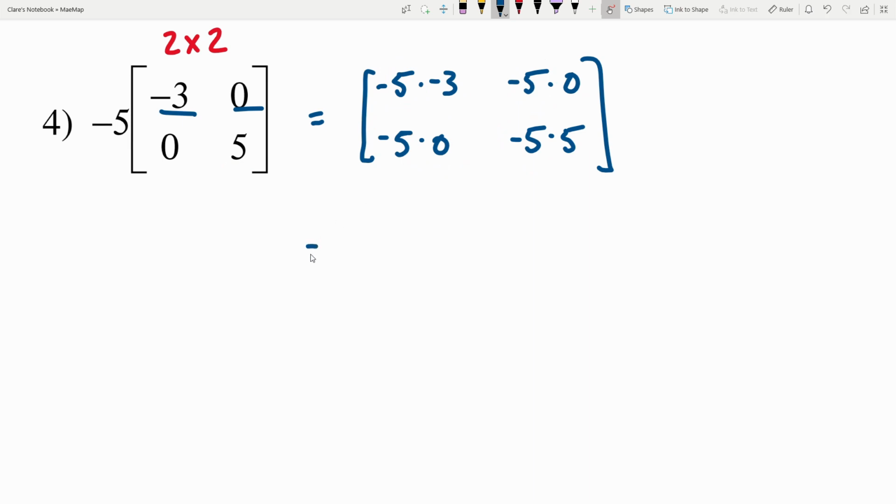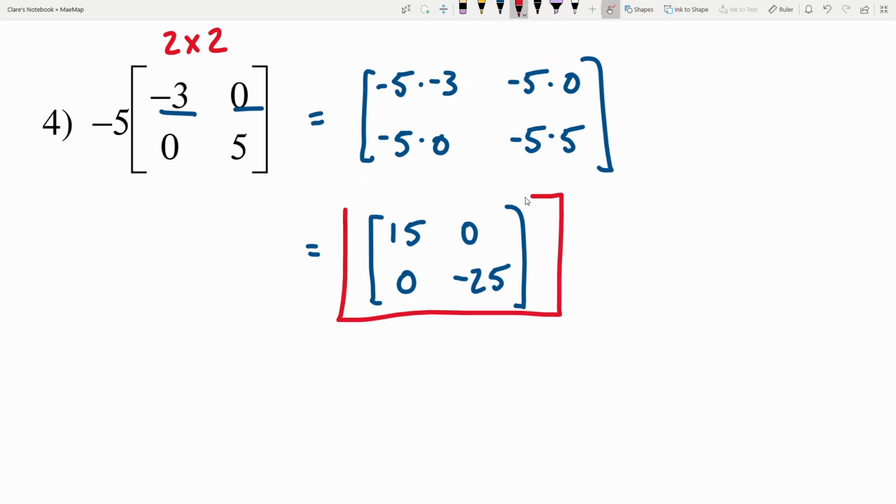So now doing out the math, negative 5 times negative 3 is going to be a positive 15, negative 5 times 0 is 0, negative 5 times 0 is 0, negative 5 times 5 is negative 25. So reading by row, 15, 0, 0, negative 25, or reading by column, 15, 0, 0, negative 25. That's my solution in number 4.